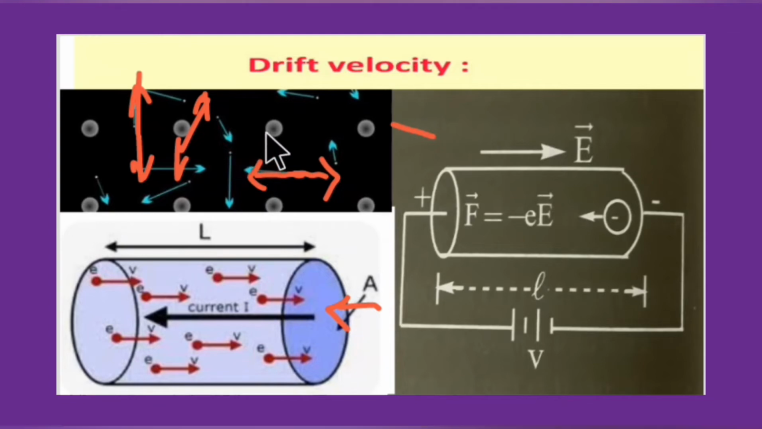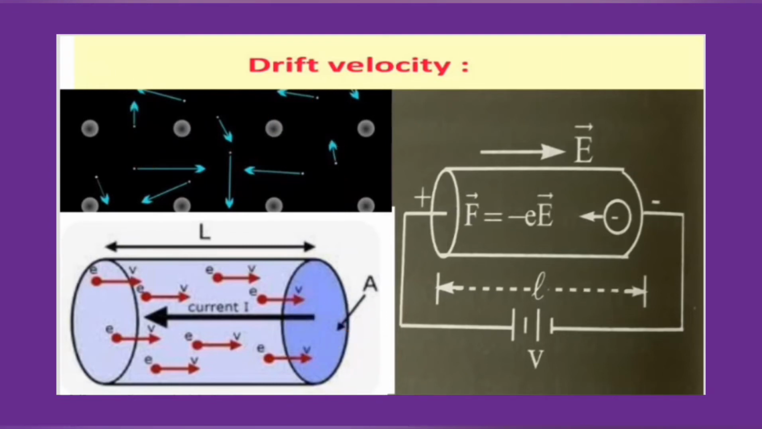Hence there is no current when no external electric field is applied to a conductor. So this is clear, I think. Now when the electric field is applied, meaning you are giving an electric supply from outside, what happens? The electrons get accelerated in a direction opposite to the electric field. If the field is applied in this direction, electrons will be accelerated opposite to the applied electric field.